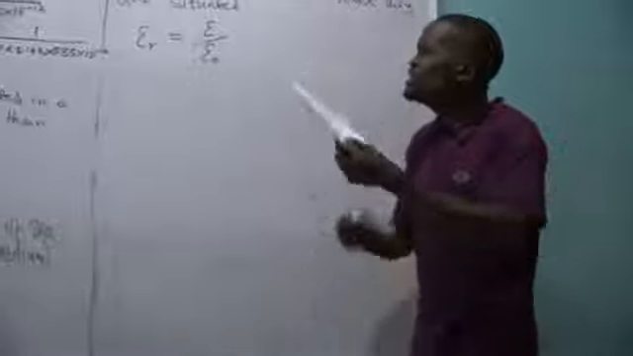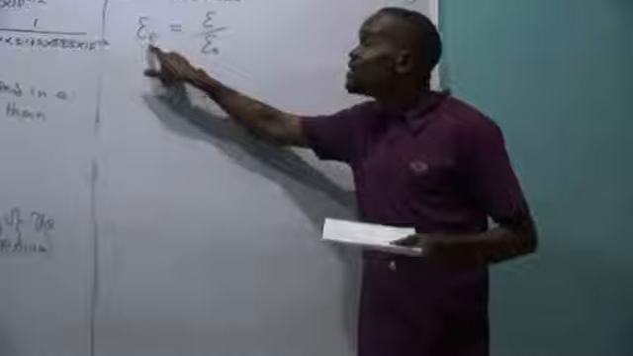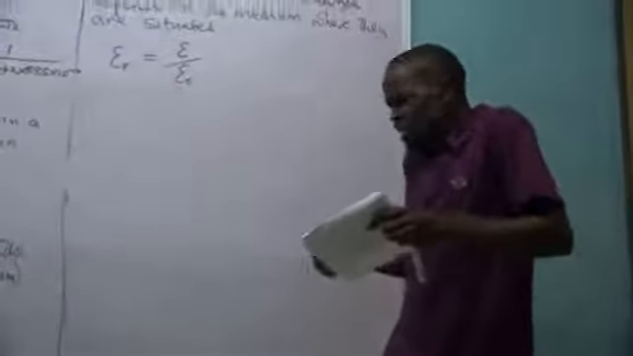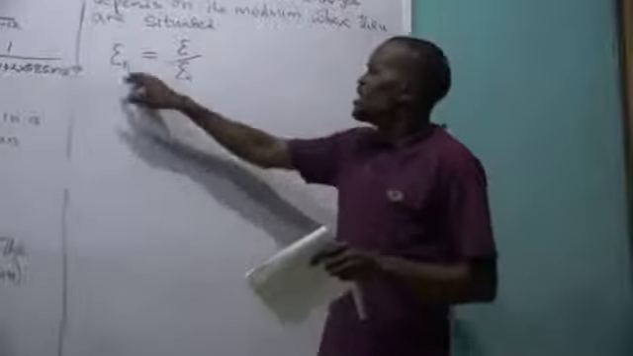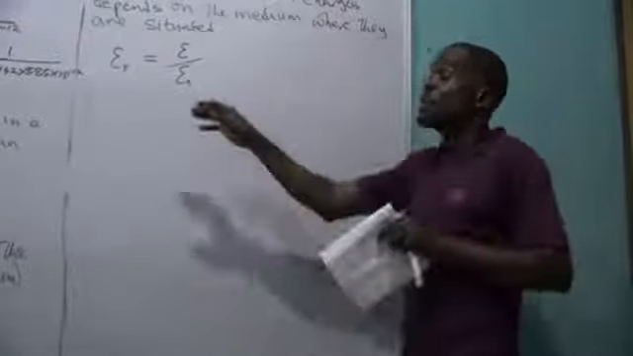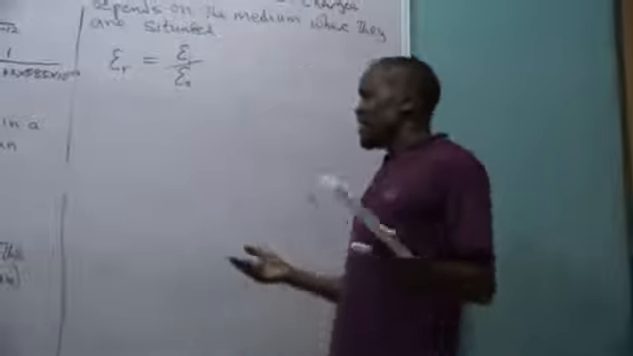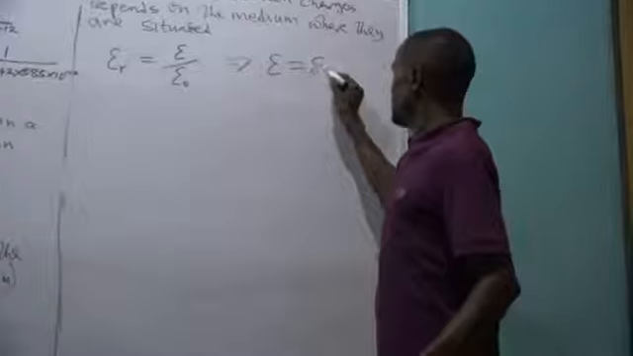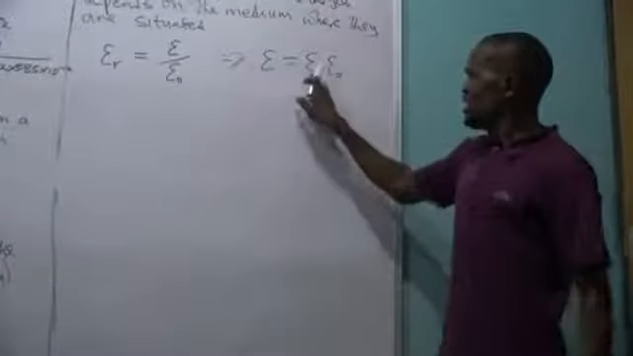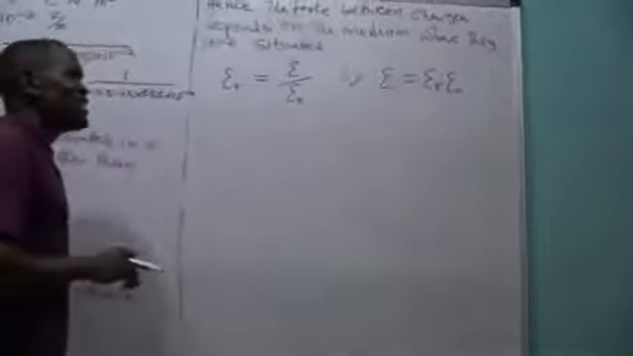This shows the deviation. If this one is greater than that one, it means the force will be less. But if this one is the same as that one, it means the force in air and the force in that medium are the same. What am I talking about? If the two are the same, it means this medium is also acting as air. And this implies that epsilon is equal to epsilon R times epsilon O. This epsilon R is what we call the relative permittivity of the medium.